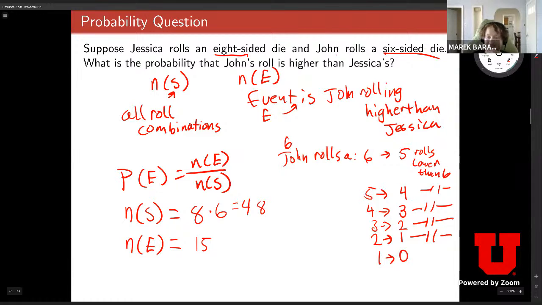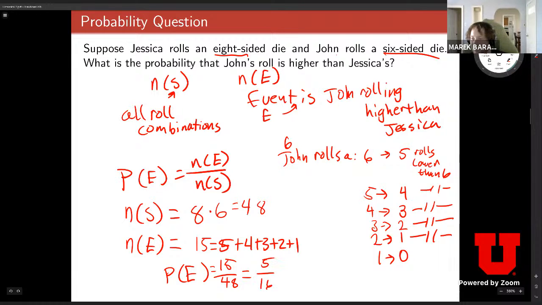So if we do 5 plus 4 plus 3 plus 2 plus 1, we get 15. So the probability of John winning is 15 out of 48. And that's equal to, factoring out a 3, 5 out of 16. Any questions on that?